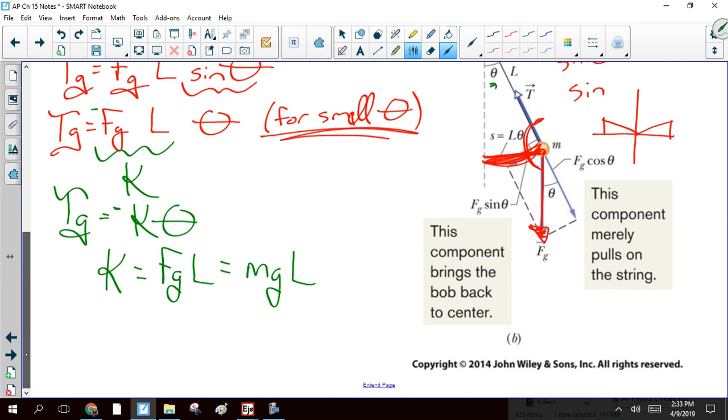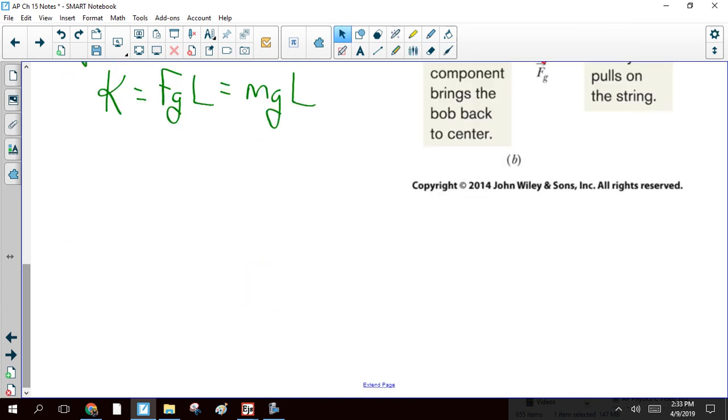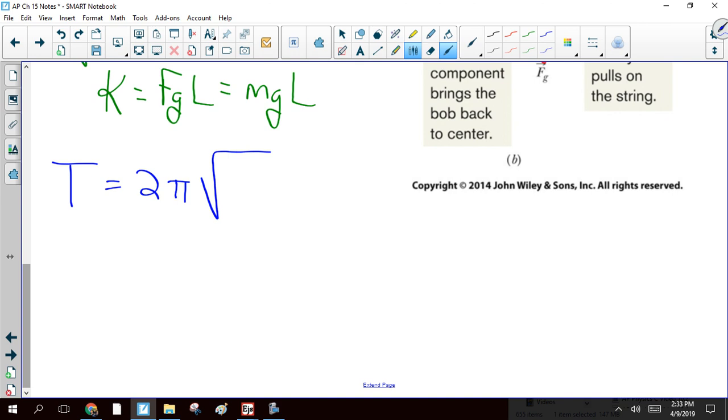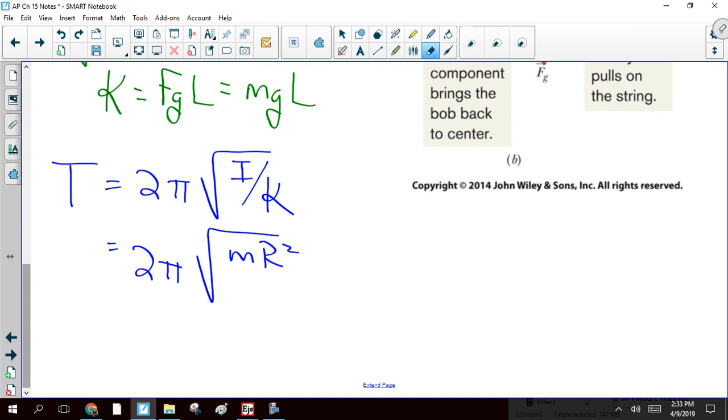Now we know that the period of a thing undergoing a torsional restorative force is 2 pi times the square root of I over kappa. So 2 pi times, well, what's the rotational inertia of a pendulum? Well, it's a point particle with inertia mr squared. Better yet, how about mL squared, since our radius is L, right?